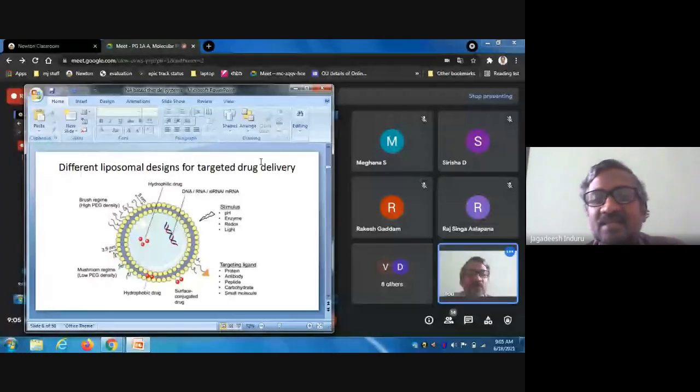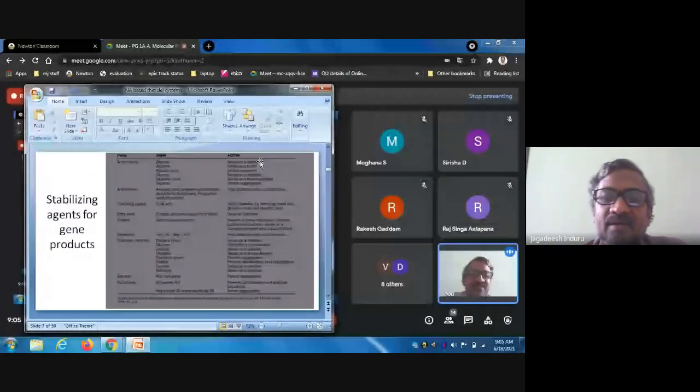These are all the stabilizers that are listed, so we need to consider them in any drug targeting and liposomal delivery system, or any gene therapy where we need to stabilize the drug delivery system.